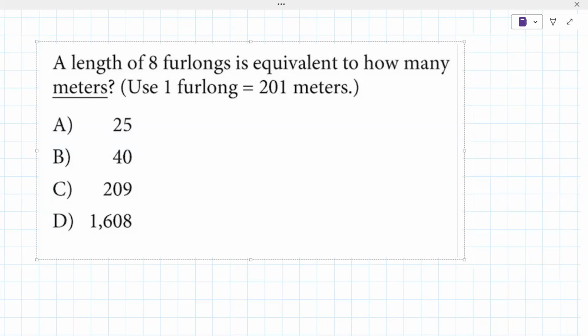A length of 8 furlongs is equivalent to how many meters? Use 1 furlong equals 201 meters. What is a furlong? It doesn't matter. Replace it with whatever you want.